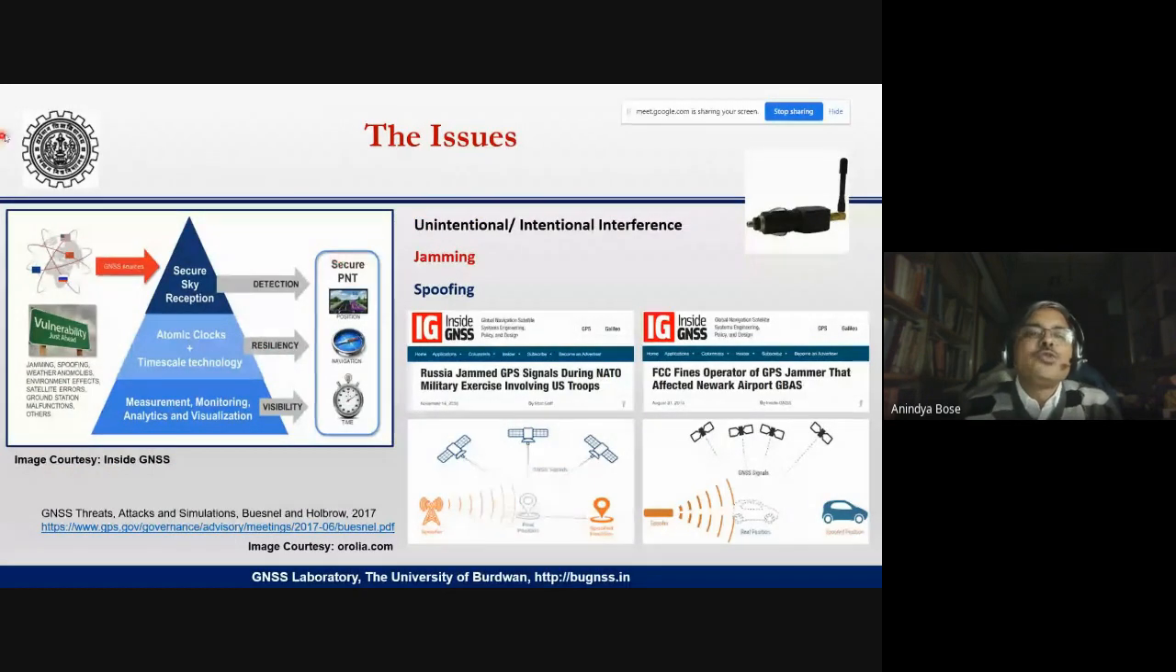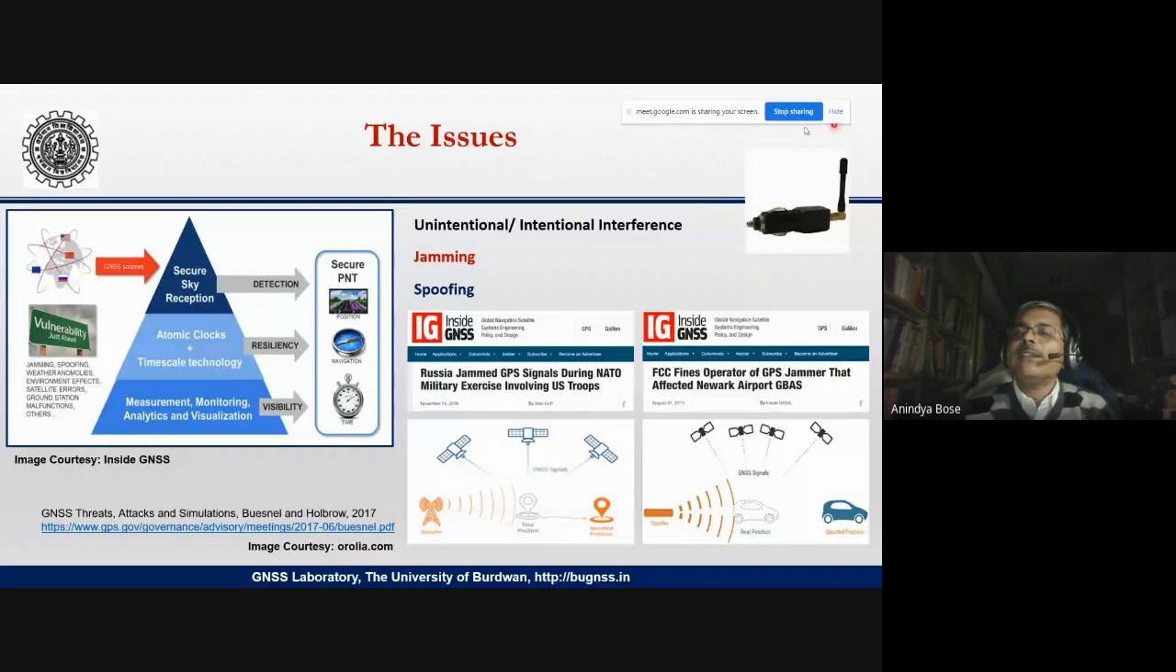The final issues are, we need a very good quality solution, obviously at a low cost. That is possible. We need secured navigation, time, and position. We need resilience. We need it everywhere, and we want to stop the vulnerability. A very serious issue is unintentional and intentional interference.